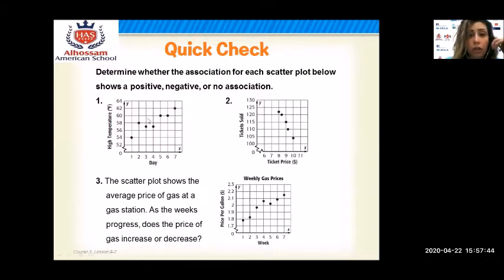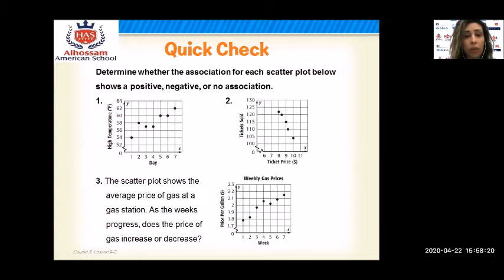Determine whether the association for each scatter plot below shows a positive, negative, or no association. First graph here: if I have the scatter plot in that way, this is positive, which means that if x increases, y will increase as well. Regarding question number 2, this is a negative scatter plot or negative association, which means that if x increases, y will decrease. This is regarding positive and negative association.